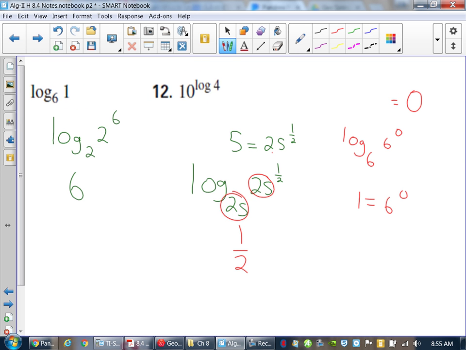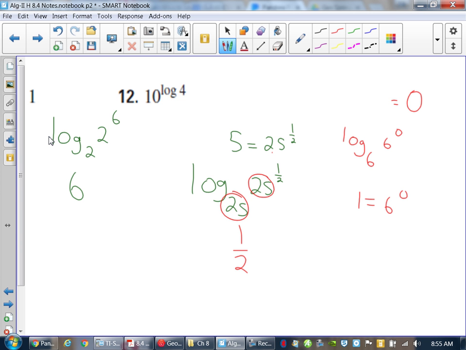And last one. 10 to the log of 4. Too confusing. 10 to the log of 4. What is it? What's the base of the logarithm? So what's the answer? 4. The base of the logarithm here is 10.